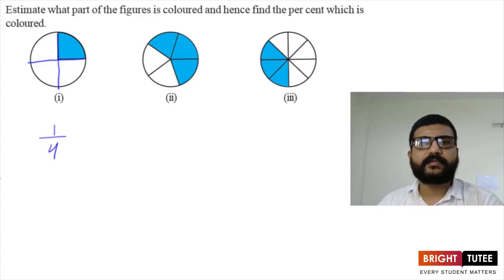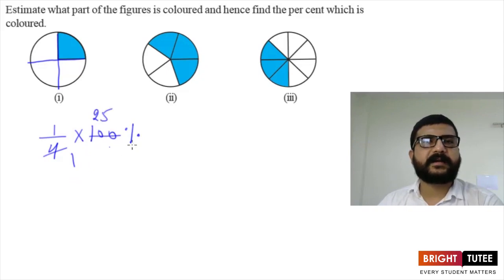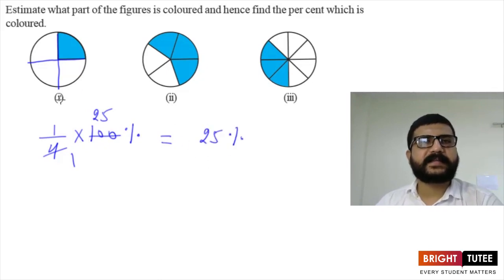Now what we have to do? We have to convert this into percent. And how we are going to do that? We will simply multiply this with 100. Now this becomes percent. Now 4 ones are 4. 4 into 25 gives us 100. So this becomes 25%. So it means we can say that in the first figure 25% of the figure is colored.